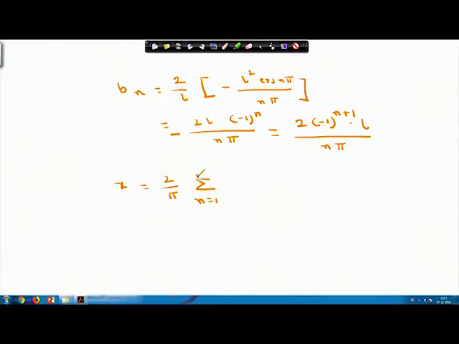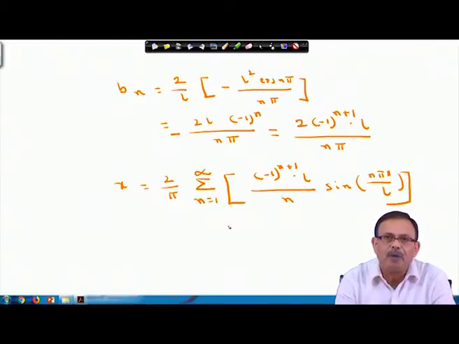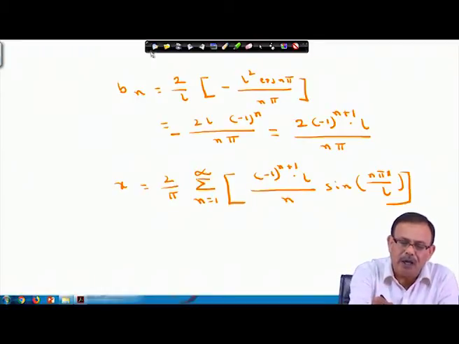summation n equals 1 to infinity of minus 1 to the power n plus 1 into L by n into sine of n pi x by L. So, Fourier series of the function f(x) equals x, which is an odd function, equals summation n equals 1 to infinity of minus 1 to the power n plus 1 into L by n into sine n pi x by L.